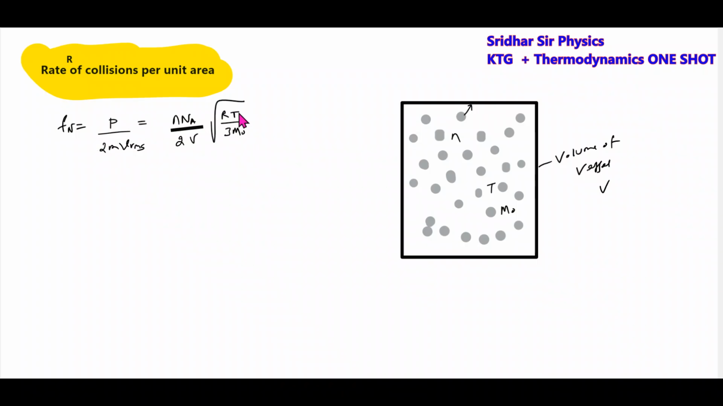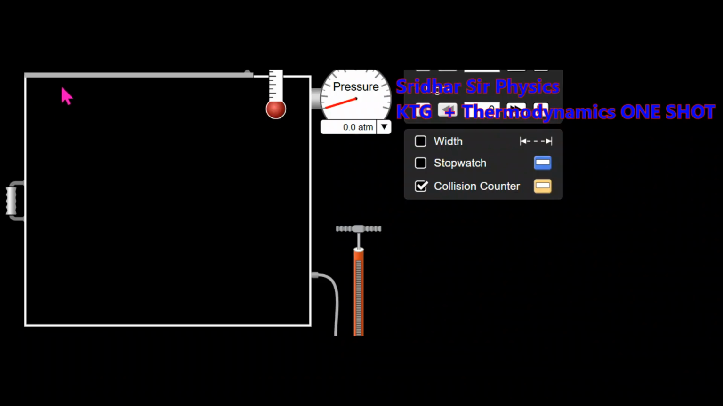So as the temperature increases, more collisions will take place. That's the basic idea of the rate of collisions. As temperature increases, rate of collisions will increase. As number of moles increases, rate of collisions will increase. Let me explain here. This is a vessel. Now we'll introduce the number of molecules. At a given temperature, some collisions are taking place.